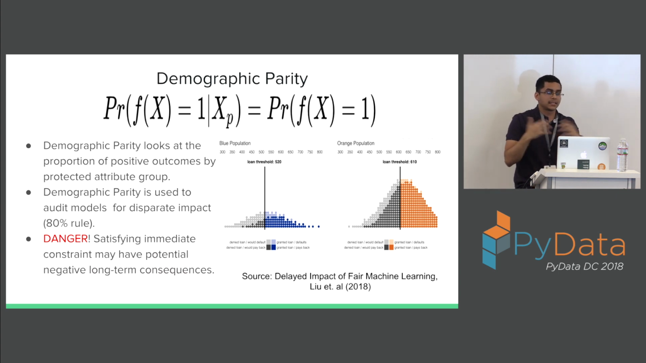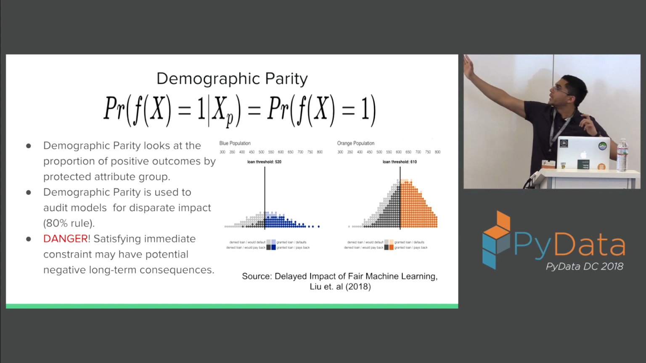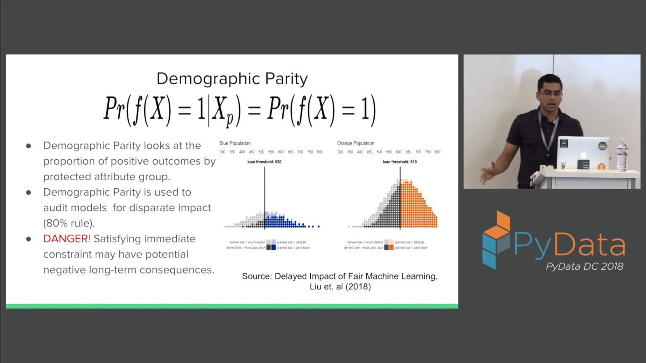And the key thing is that this sounds simple. Like, okay, do we give loans at equal rates? Are we overly favoring one group over the other? And the thing about this is, you have to be careful because this is an immediate constraint. If you can satisfy this immediately, this is short-term optimization. You satisfy them now, but that can have potential consequences in the long run.